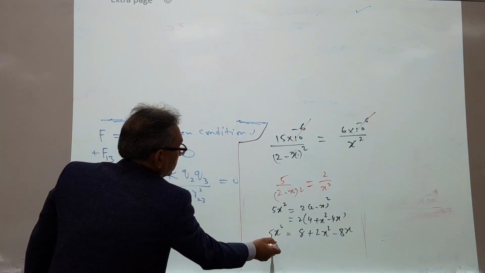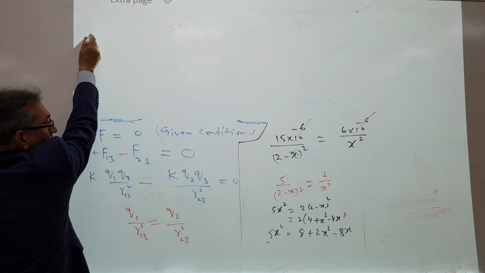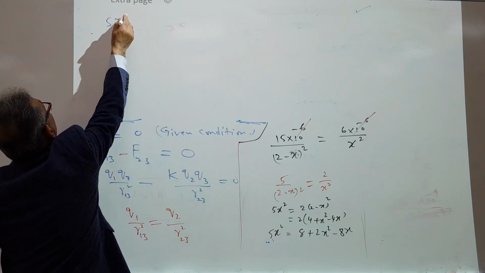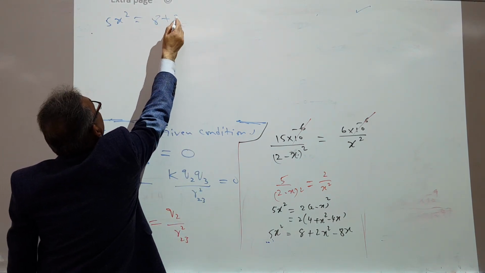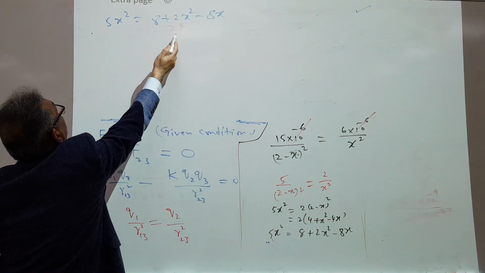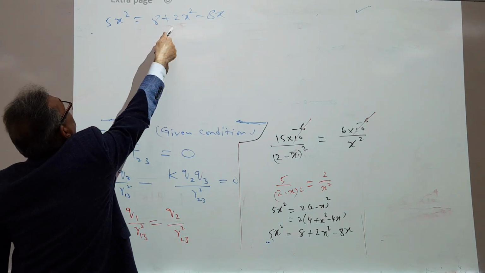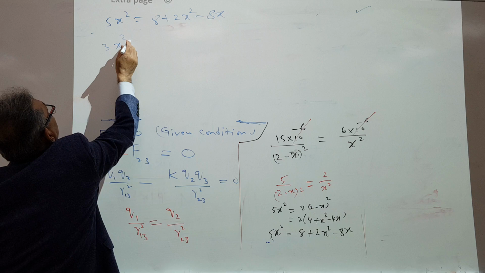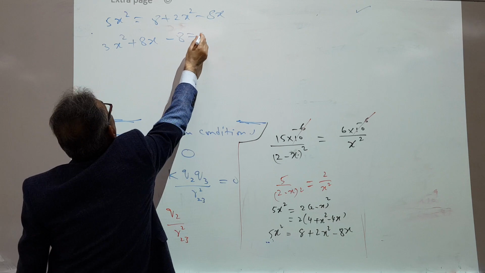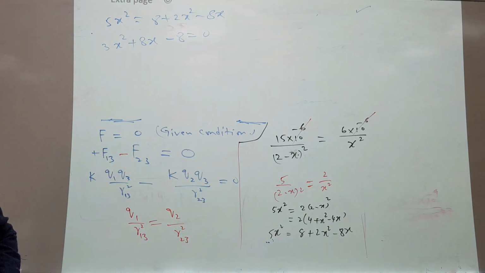Okay, I'm taking this here up, so I simplify it. 5x squared, I take all, 8 plus 2x squared minus 8x, to the left side. So 5 minus 2, you will get 3x squared. Minus 8x, you will get plus 8x. Plus 8 minus 8 is equal to 0. Right? 3x squared plus 8x minus 8 is equal to 0.